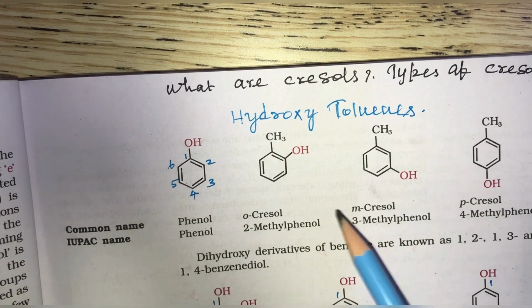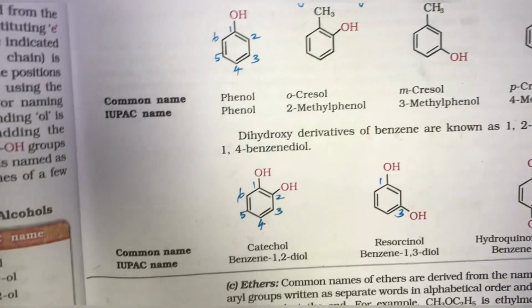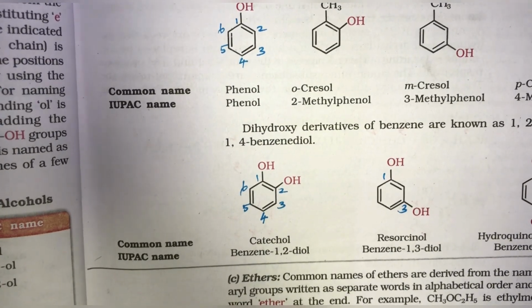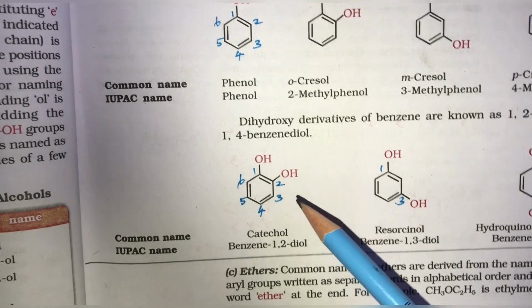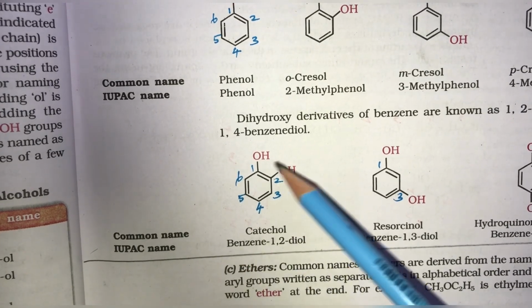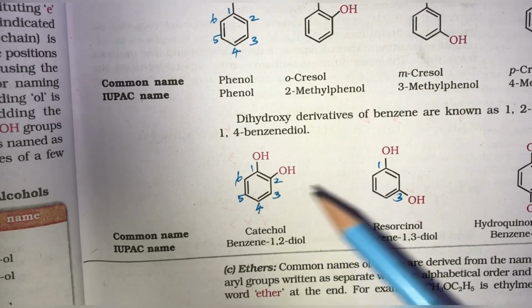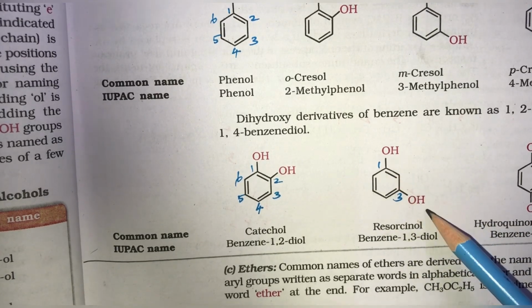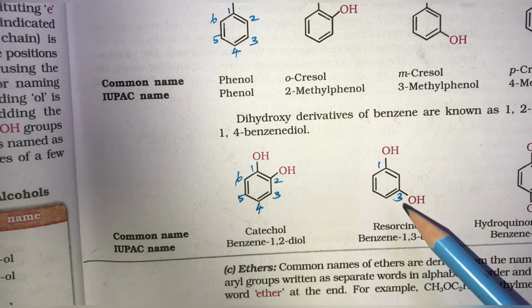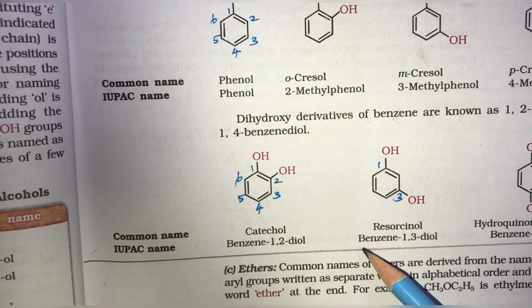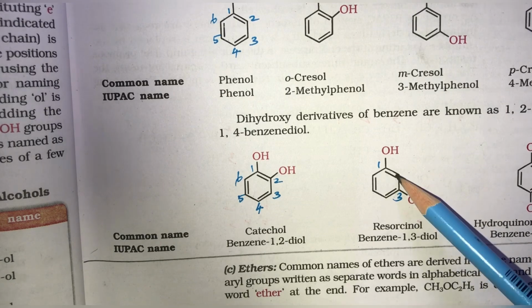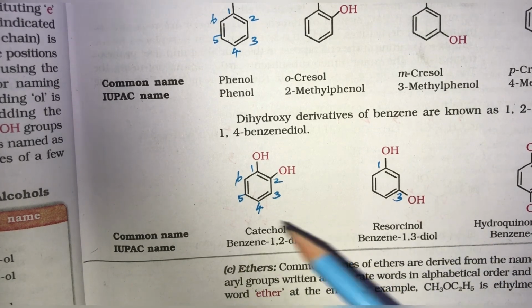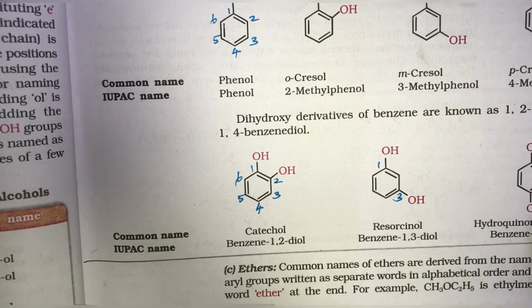What are cresols, and write the types of cresols. Next one is dihydric alcohol, that is catechol, benzene 1,2-diol, where 2 hydroxyl groups are present in the benzene ring. And when the hydroxyl groups are at the 1,3 positions, it is benzene 1,3-diol, that is called resorcinol. Benzene 1,3-diol is called resorcinol. Benzene 1,2-diol is called catechol.